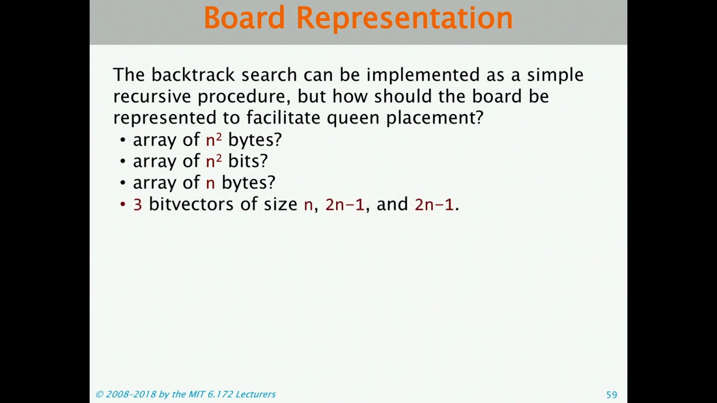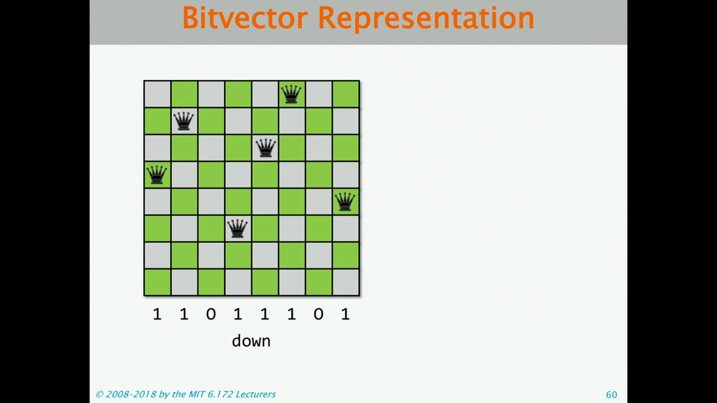It turns out to implement this algorithm, there's an even more compact representation, which is to use 3 bit vectors of size n, 2n minus 1, and 2n minus 1. So let's see how this works. So the first bit vector we're going to use is of length n. We're going to call this the down vector. And the down vector just stores a 1 in the columns that have a queen in it and 0 in the columns that are empty.